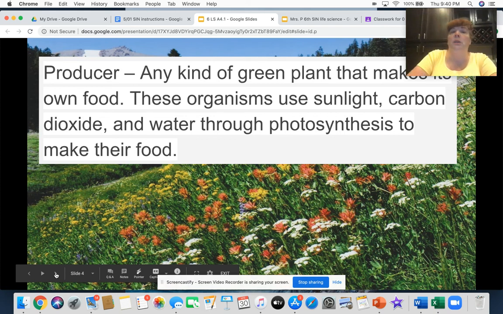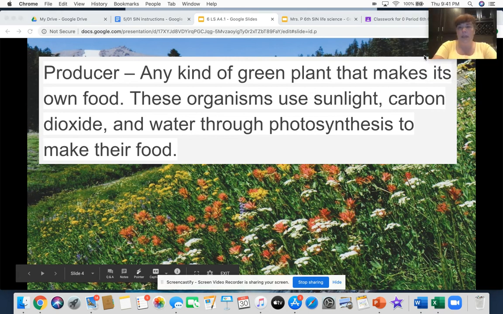So we're going to start with a producer. A producer is any kind of green plant that makes its own food. These organisms use sunlight, carbon dioxide, and water through photosynthesis to make their own food. A lot of people have a misconception that plants get their food from the soil. They don't. They get their food from a process called photosynthesis. Photo is light and synthesis is making. So they're making food from light.